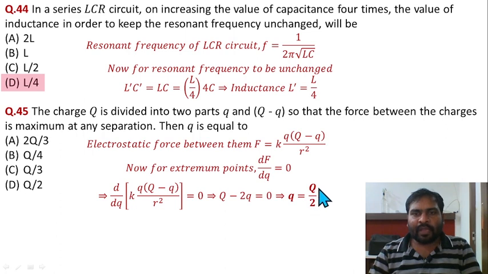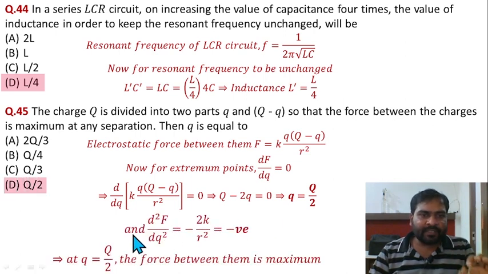So q equals capital Q divided by 2. So this is the point of extremum. Here it can be maxima or minima. Take the second derivative. After taking the second derivative, it is going to be a negative value and independent of the charge as well. So it is always going to be maxima at this value, q equals capital Q by 2. So at capital Q by 2, the force between them is maximum. Option D is correct.